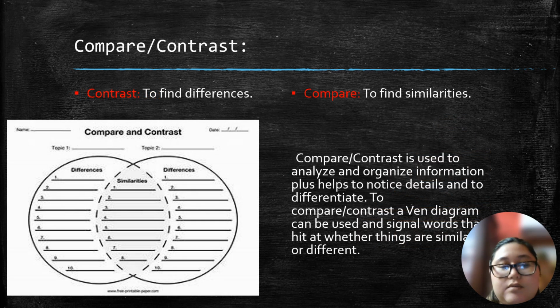Compare and contrast. Contrast is to find a difference, and compare is to find similarities. Compare and contrast is used to analyze and organize information. Plus, it helps us to notice details and to differentiate. To compare and contrast, you can use a Venn diagram and use it to write down the differences and the similarities. Here's an example of a Venn diagram that you can use.